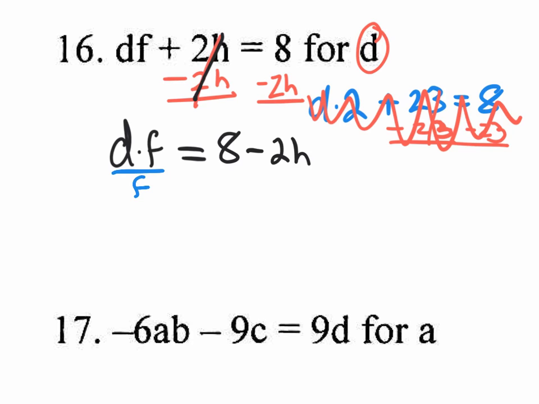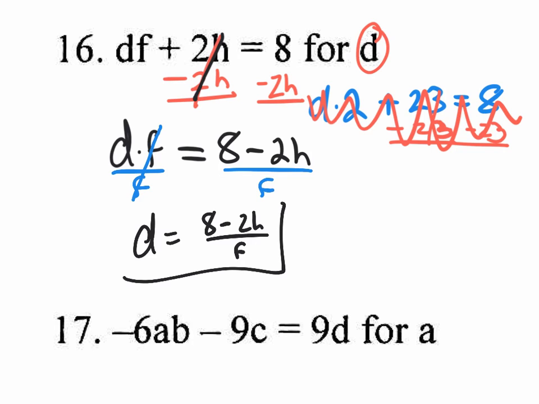And what you do to one side, you do to the other side. So right here, the F's do cancel. We have D all by itself. And the right side looks ugly, but who cares? That's your answer. You have 8 minus 2H divided by F. Ladies and gentlemen, that's your answer.